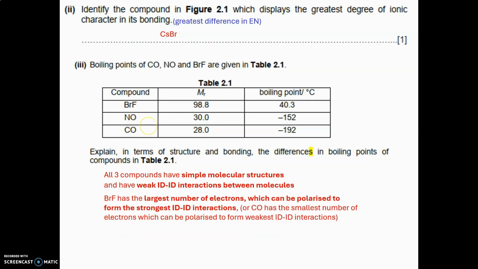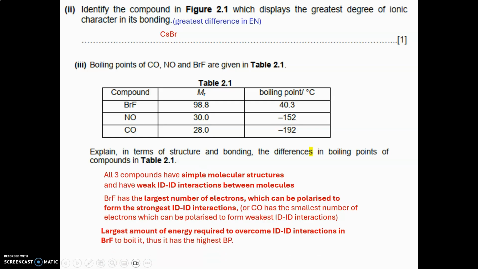So you need to tell me that BrF is the biggest molecule, has the largest number of electrons, which can be polarized to form the strongest id-id interactions. Or if you want to discuss in terms of CO being the smallest, it's also possible. And since BrF has the largest number of electrons and the strongest id-id interactions, the most energy is required to overcome the id-id interactions between BrF molecules to cause BrF to boil, which causes it to have the highest boiling point.